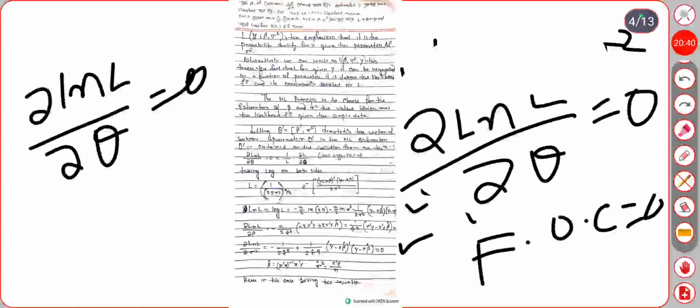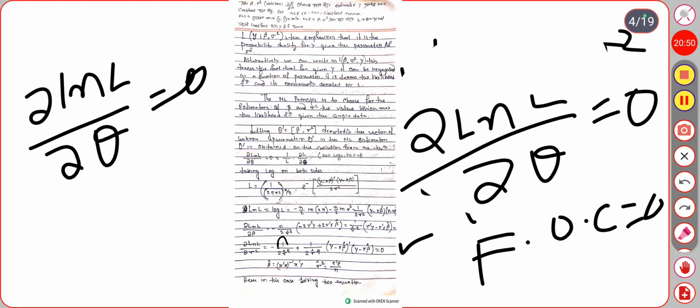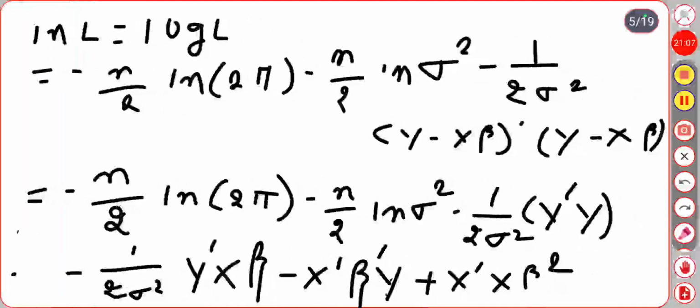I made a little mistake in this equation. So from the likelihood function, we are taking derivative with respect to beta and sigma square. All the steps are not clear, so if all the steps need to be clear, I mention all the steps in the next slide.